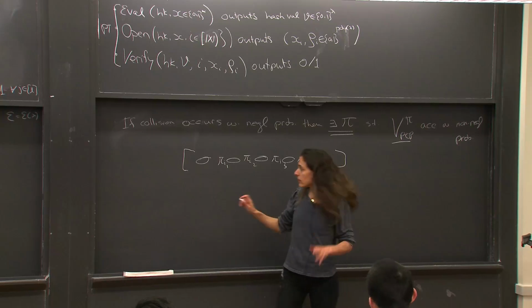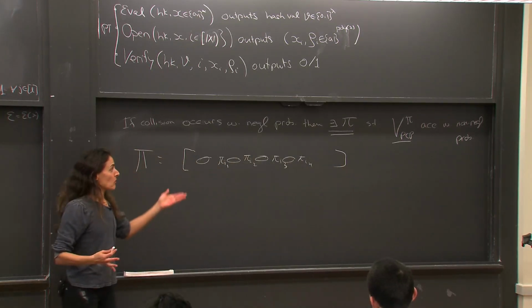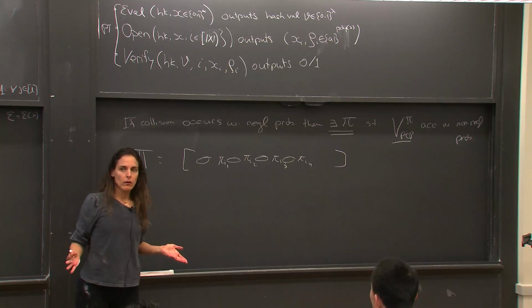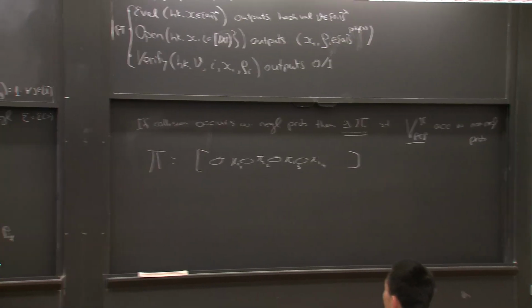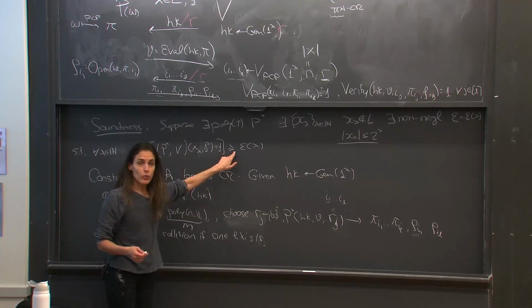Okay, this is my PCP. I'm going to call this pi. Now you're asking, why would the verifier accept pi with non-negligible probability? Well, because this P star is accepted with probability epsilon.